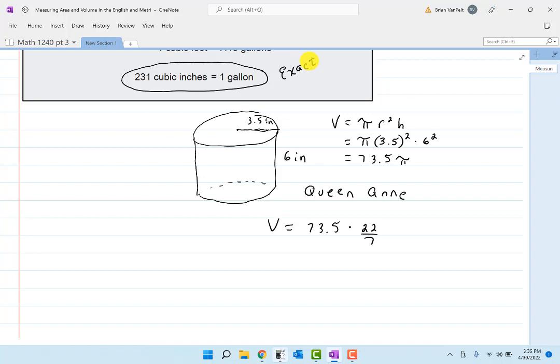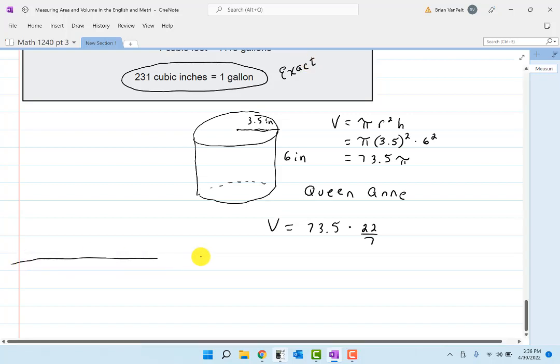We're not the only country that uses gallons. When oil is purchased, oil is usually described in terms of some sort of gallons. And I think 42 gallons made a barrel of oil at one time. But don't quote me on any of those numbers. Anyways, let's go ahead and do an example.